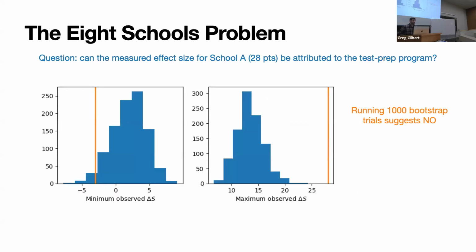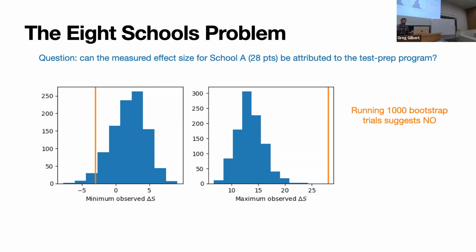Okay, so just to do a little bit of intuition building before we get into the hierarchical model. We asked ourselves, can we attribute this treatment effect, the measured effect size for school A, to the test prep program? You can calculate this analytically if you assume everything's drawn from a Gaussian, et cetera. I never find those analytical proofs all that intuitive. I find bootstrap tests just a lot better for getting a feel for what the data is doing.